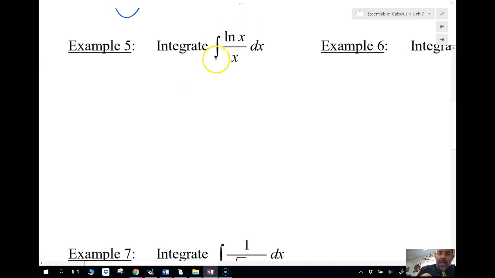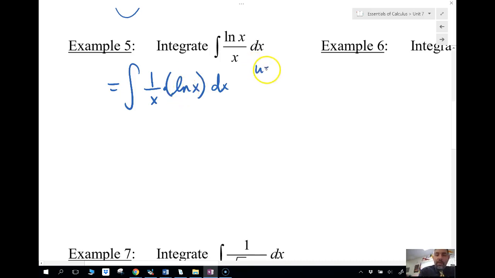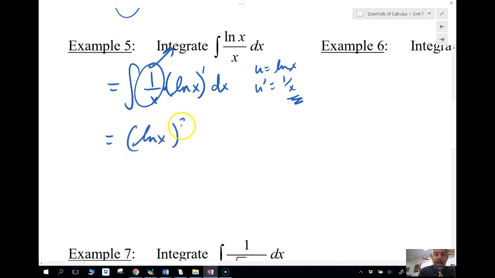So if I integrate ln x over x dx, I can rewrite this as 1 over x times ln x dx, right? So the derivative of ln x is 1 over x. There's my hook. So this becomes a power rule problem. I'm going to take ln x and square that, because I'm going to add 1 to 1. I'm going to divide that by 2 plus c.